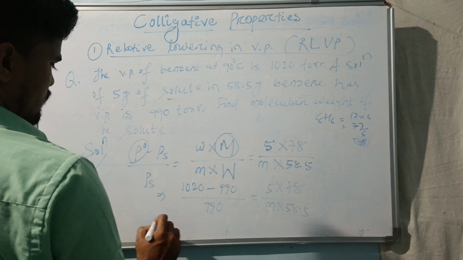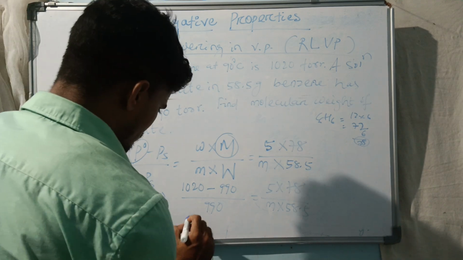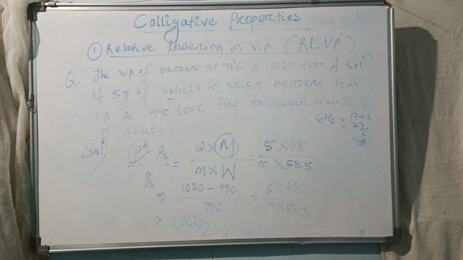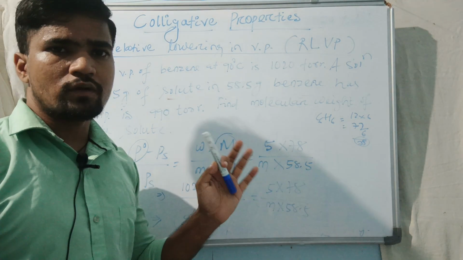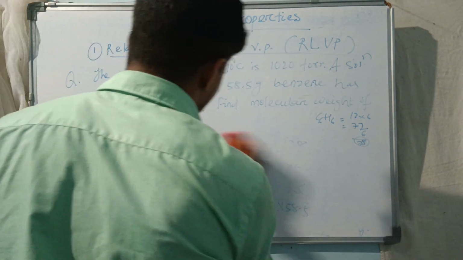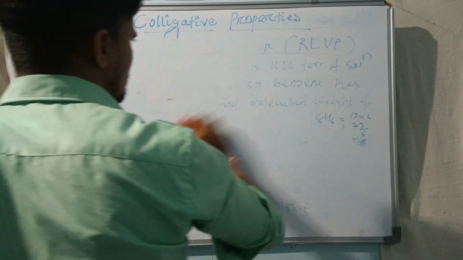So if you calculate, what do we get? After calculating, we get 220 gram. This is the solution. So this is all about the relative lowering in vapor pressure. Move to the next: what is the next colligative property? The second one is elevation in boiling point.